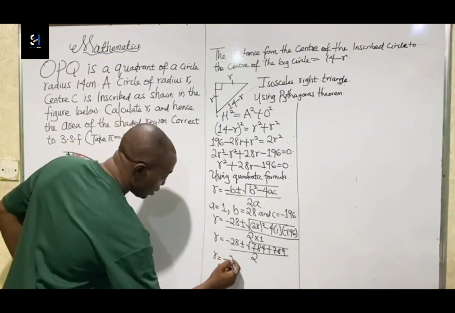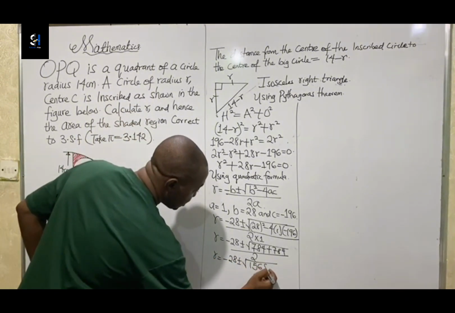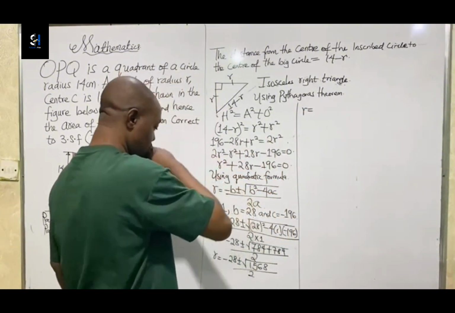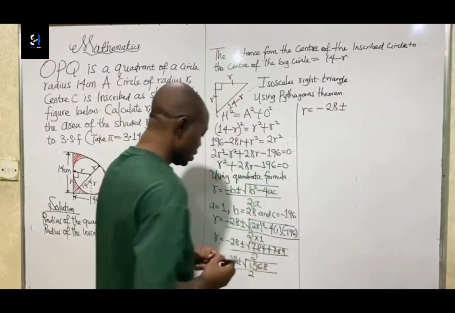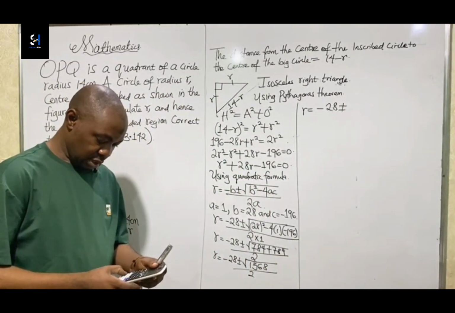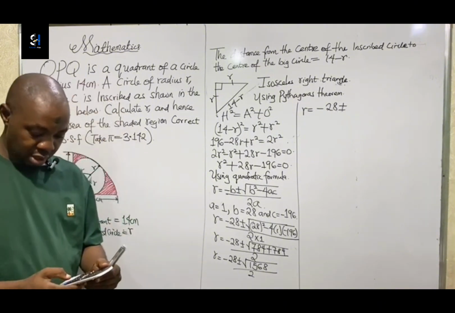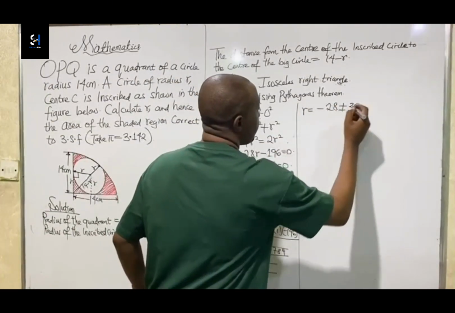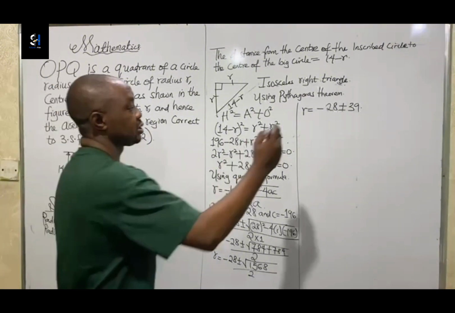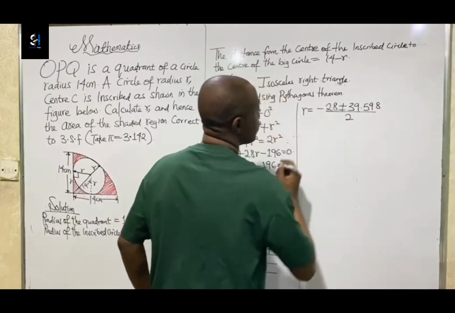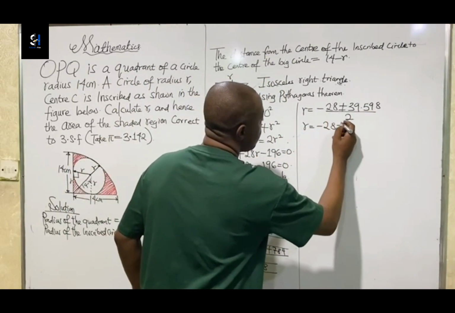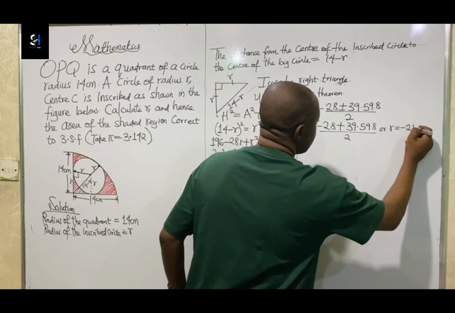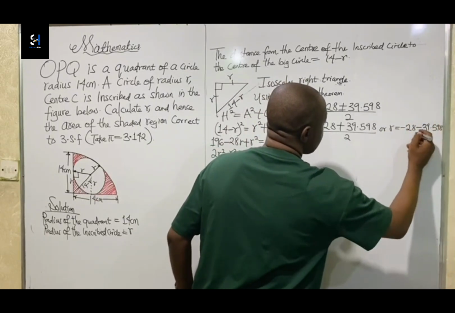So r will be minus 28 plus or minus the square root of 1568, divided by 2. Now let's get the square root of 1568, which is 39.598. So we're going to have r equals negative 28 plus 39.598 over 2, or r equals negative 28 minus 39.598 over what? Over 2.